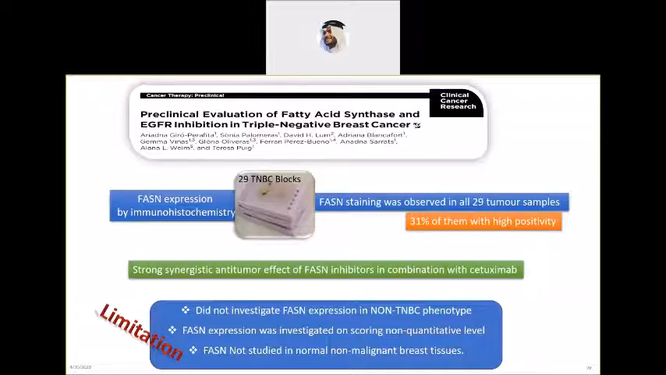So I just want to shed some light on some related research on the same topic. We can see here, using an immunohistochemistry study, a recent study examined FASN expression in around 29 triple negative breast cancer samples and reported that FASN staining was observed in all tumor samples, with high positivity in more than 30% of them. The authors showed the therapeutic benefit of FASN inhibitor in sensitive and chemo-resistant triple negative preclinical models, as well as a strong synergistic anti-tumor effect of FASN inhibitor in combination with cetuximab.